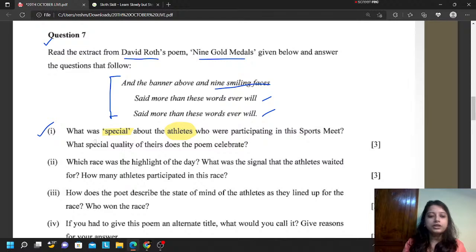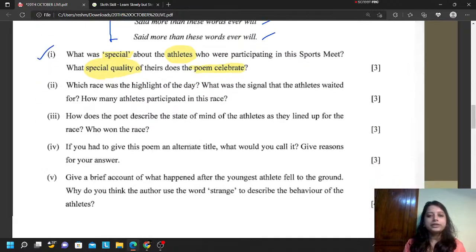What special quality of theirs does the poem celebrate? What quality do they have? They have unity among them. This is what is being celebrated in the poem. All these people who participated in the sports meet during this game had a lot of unity in them. They did not leave aside the other because somebody has fallen down and it is easy to win. They had the unity, and that was what was celebrated in the poem by the poet. Okay, coming to question number 2.